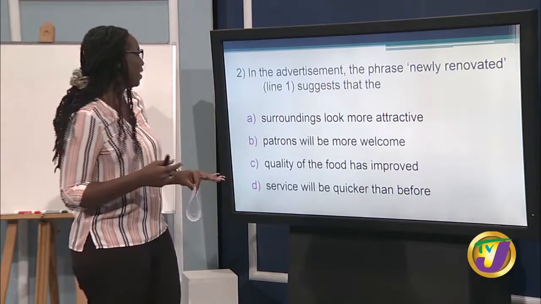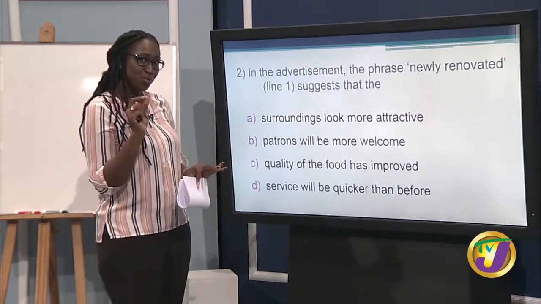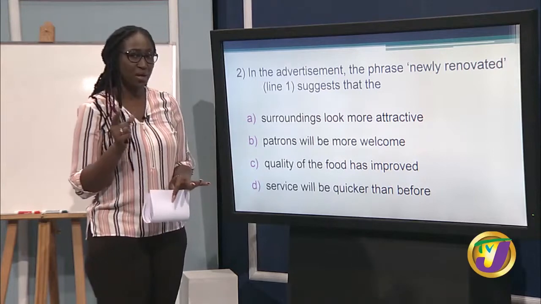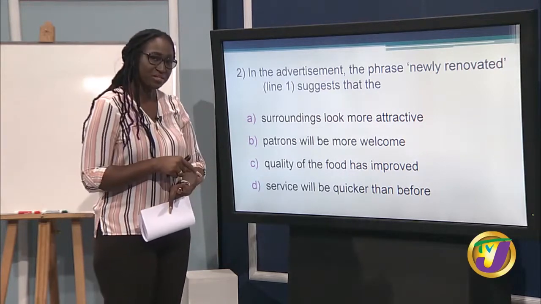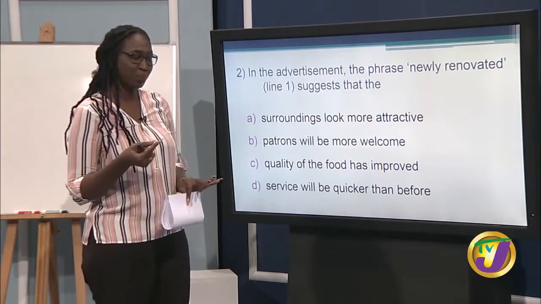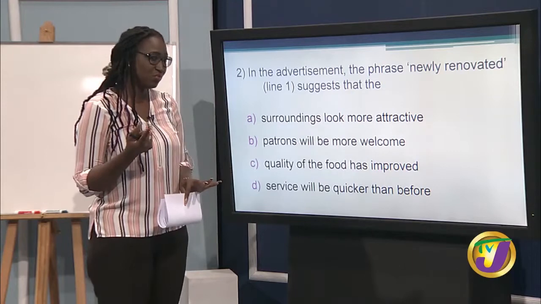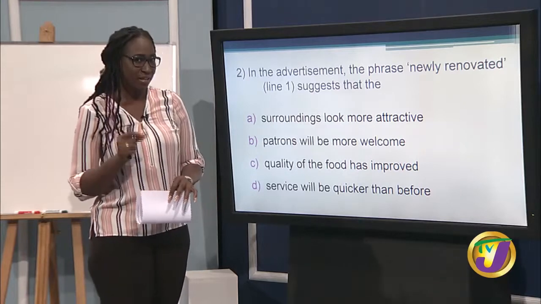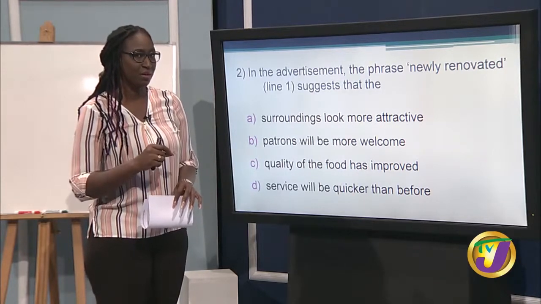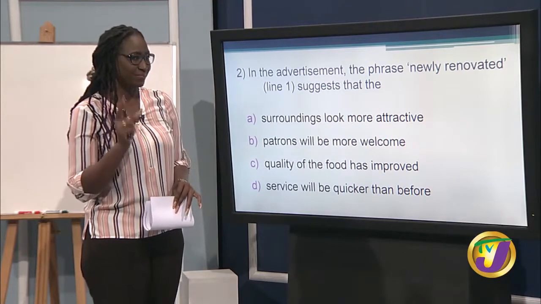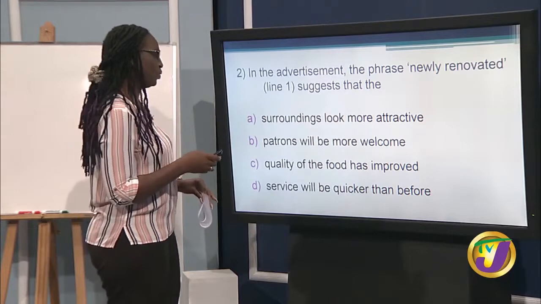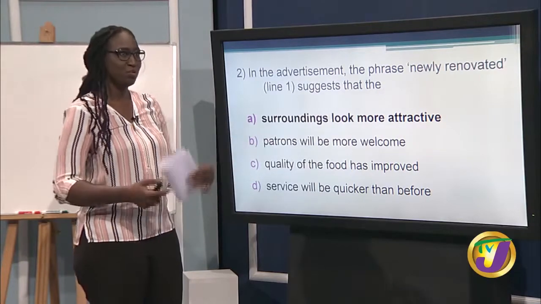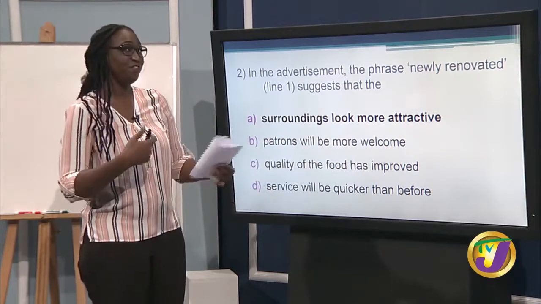All right, so for number two. In the advertisement, the phrase newly renovated in line one. Remember, that was the first thing on the page. Newly renovated suggests what? So the surroundings look more attractive, or the patrons will be more welcome, or the quality of the food has improved, or the service will be quicker than before. So if something is newly renovated, what is it saying about that thing? Very clear answer should be coming to you right now. And that should be that the surroundings look more attractive. When you renovate something, you improve it, you improve the aesthetics, you make it look better, you fix it.